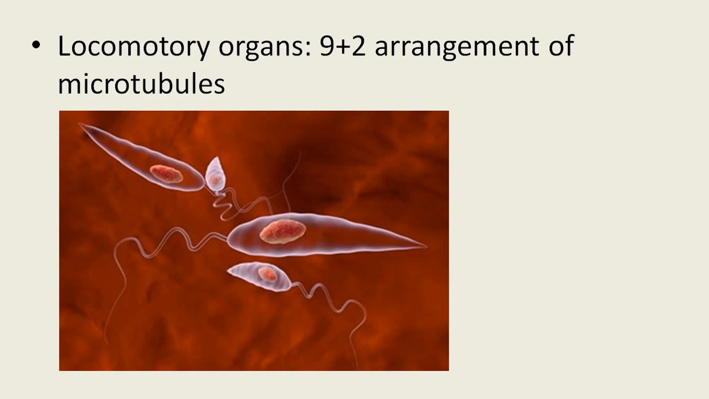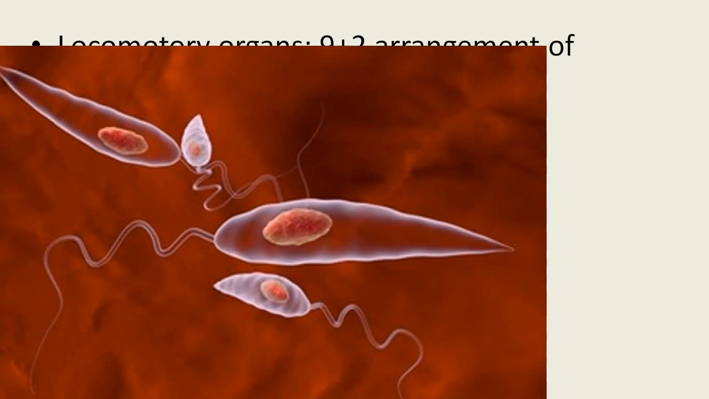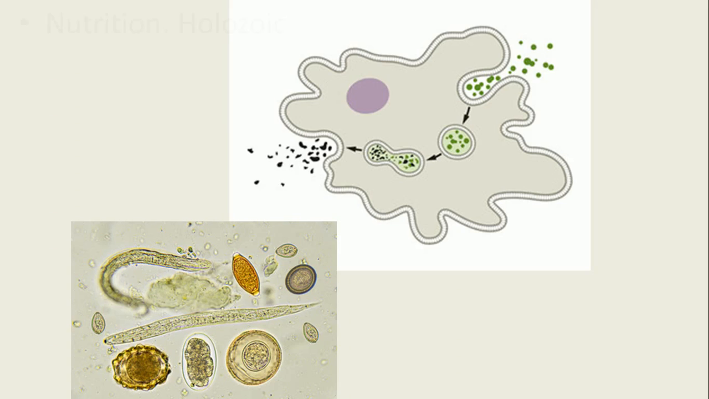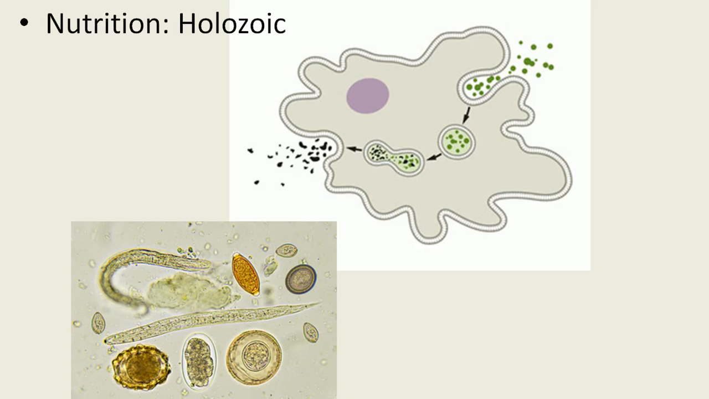In the kingdom Protista, there are organisms that have some locomotory mechanisms. Some organisms locomote by pseudopodia, some by flagella, and some by cilia. In the flagella there is a special arrangement of microtubules, that means a 9+2 arrangement is found in the flagella.